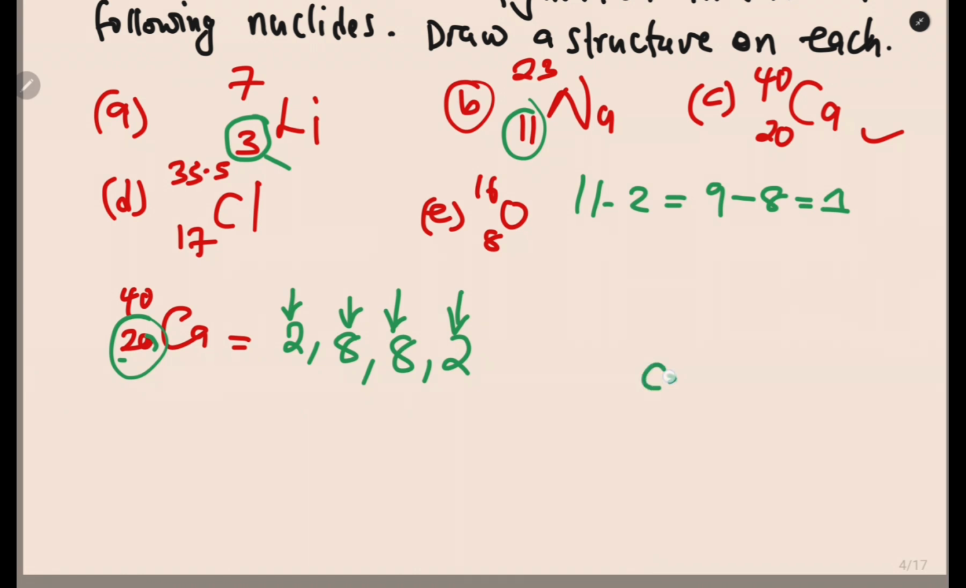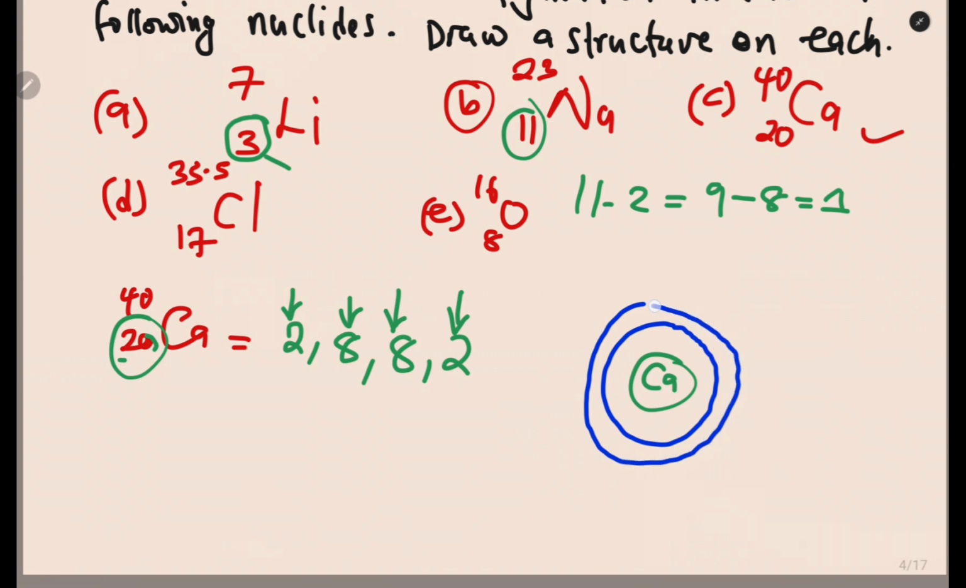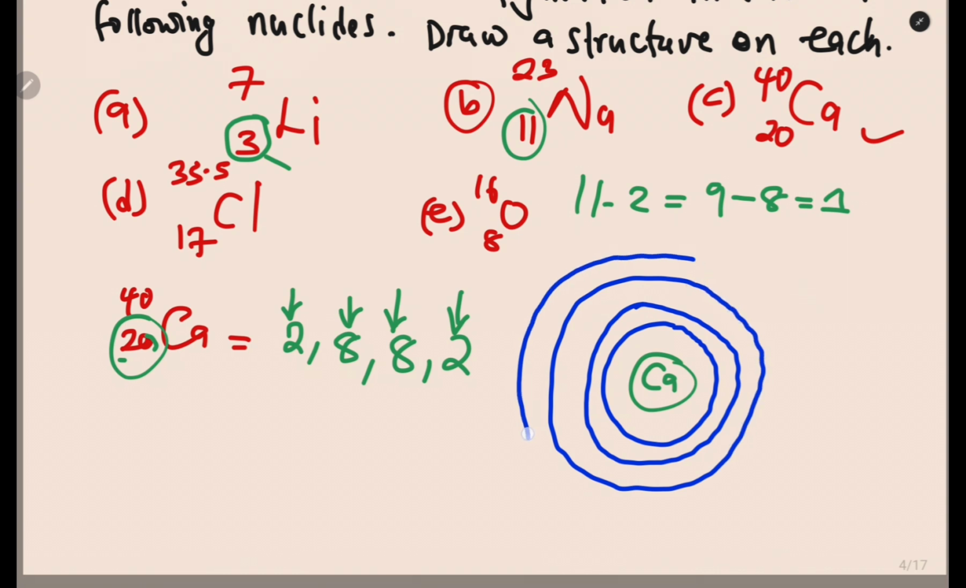So calcium, Ca, around its nucleus, we are going to have 4 circles. This is the second one, this is the third one, and this is the fourth one. I guess I've put 4. Let me use crosses for electrons. In the first shell I've put 2. In the second one I'll put 8.